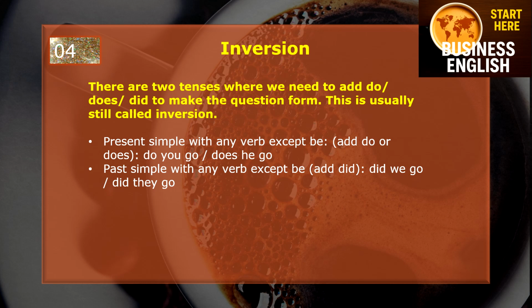There are two tenses where we need to add do, does, or did to make the question form. This is usually still called inversion. Present simple with any verb except be: add do or does. Do you go? Does he go? Past simple with any verb except be: add did. Did we go? Did they go?